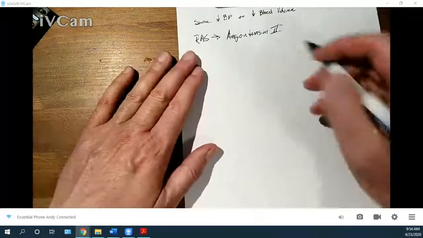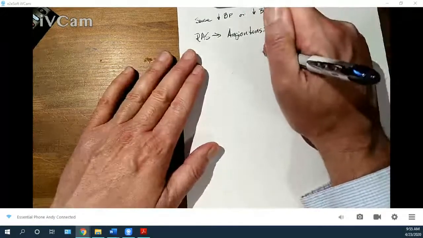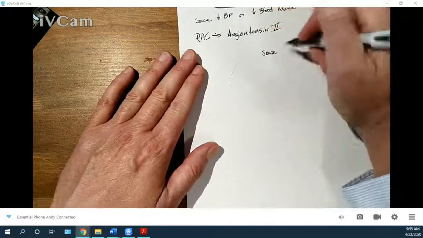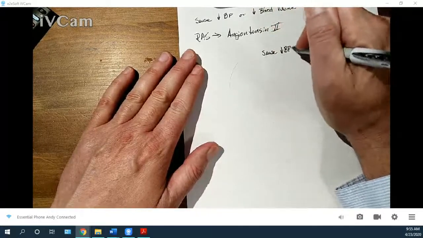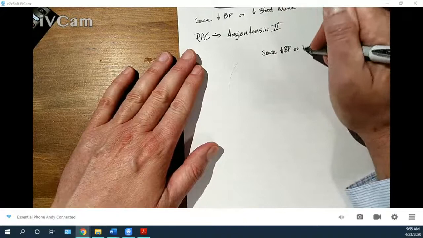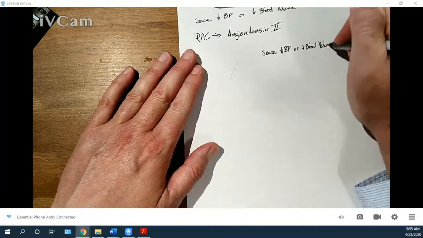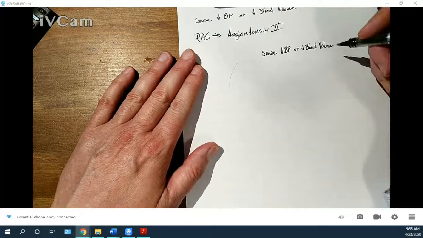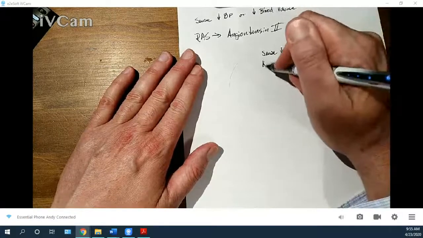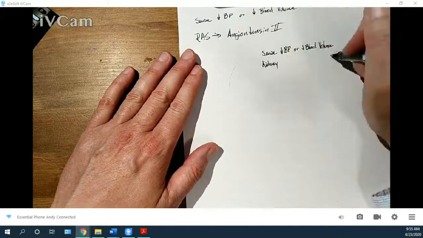So the pathway is, let's start up here. We sense a decrease in BP or blood volume. And we sense this in two ways: the kidney and baroreceptors.